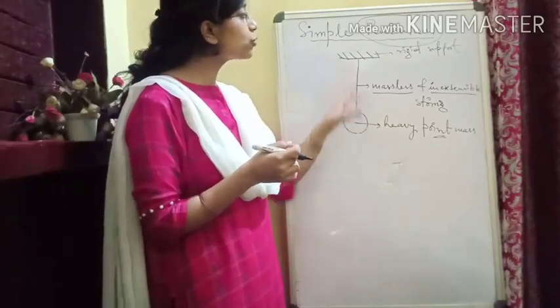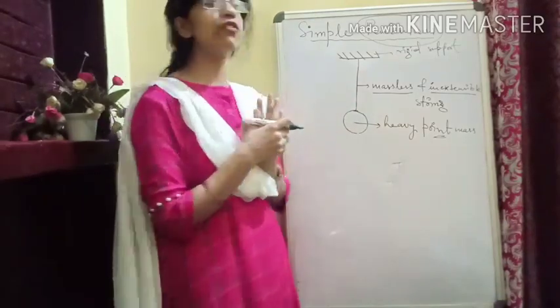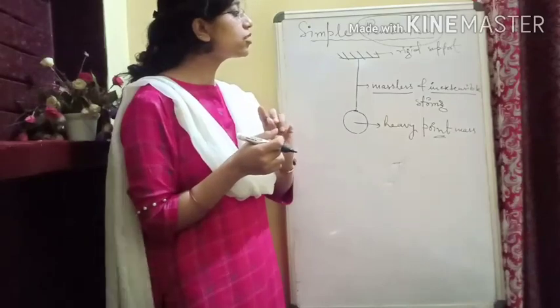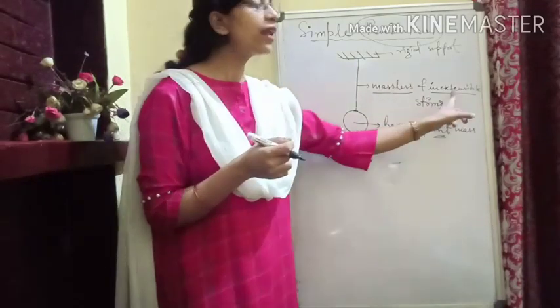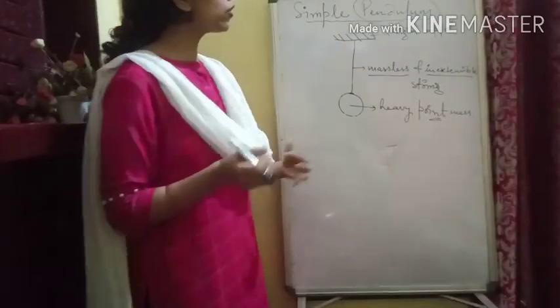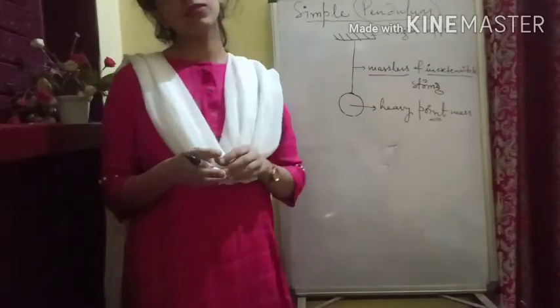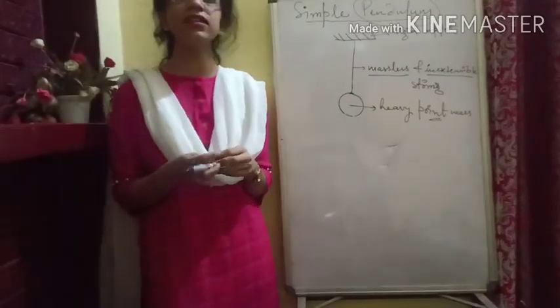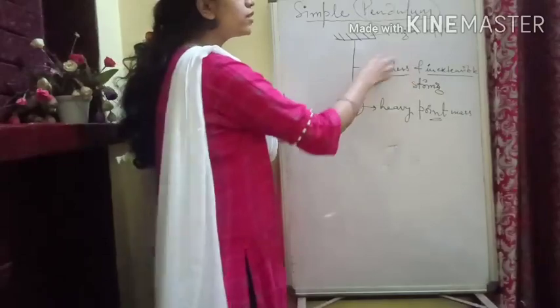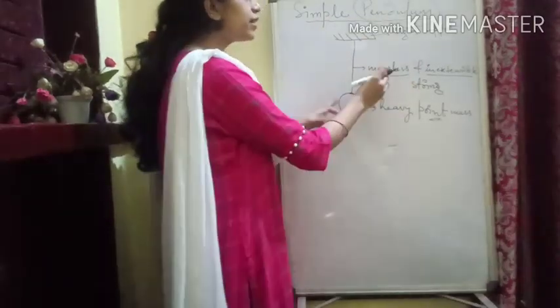Then it is attached with a string. Now there is a quality of the string as well. We are taking a string which is massless and inextensible. So simply, what is massless and inextensible? First, what is massless? Actually we are taking a string.